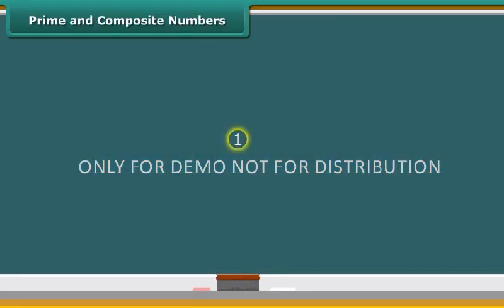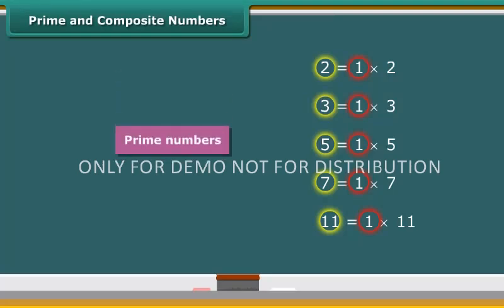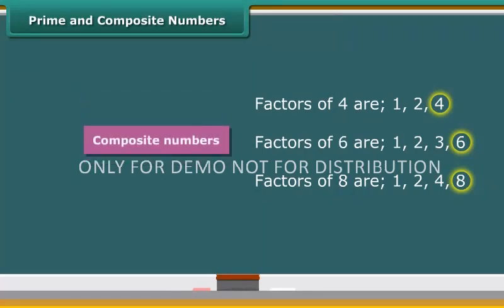Look at number 1. It has only one factor, the number 1 itself. 1 is a unique number. Look at the numbers 2, 3, 5, 7, etc. These numbers have exactly two factors, 1 and the number itself. The numbers that have only two factors are called prime numbers. Some other numbers like 4, 6, 8, etc. have more than two factors. Numbers that have more than two factors are called composite numbers.